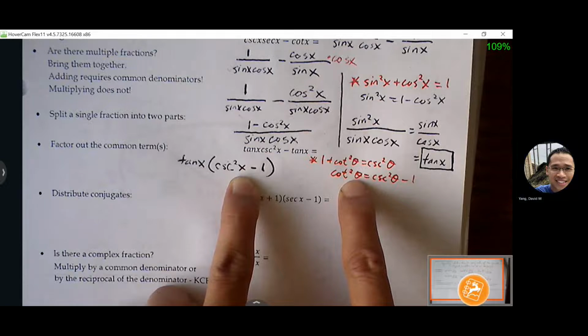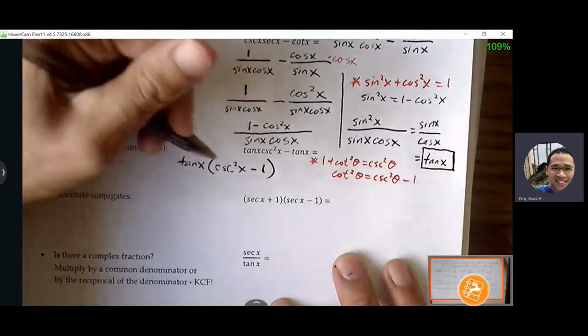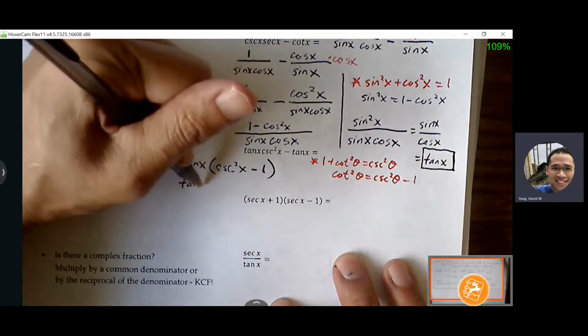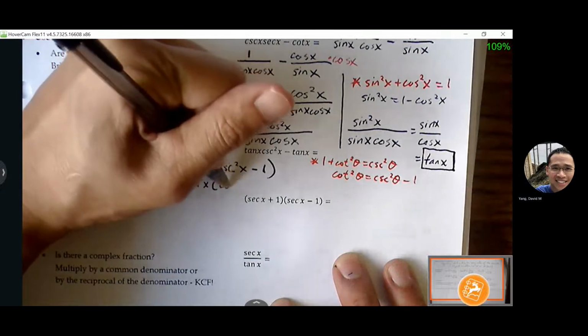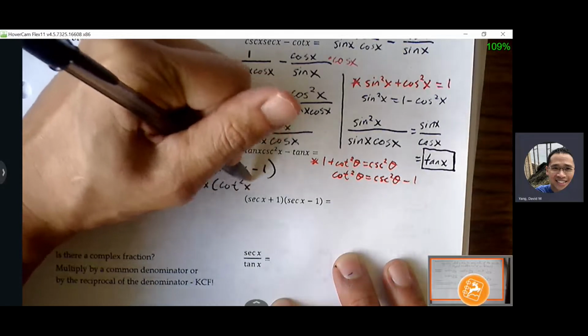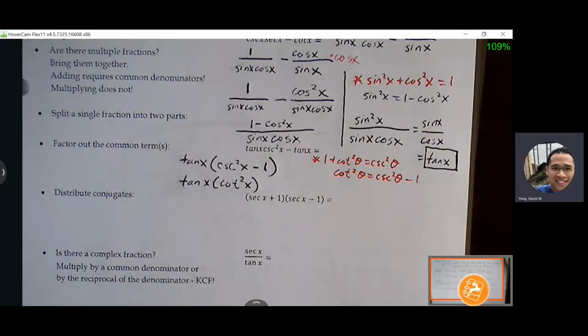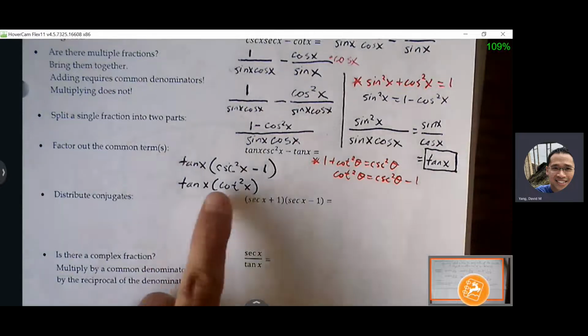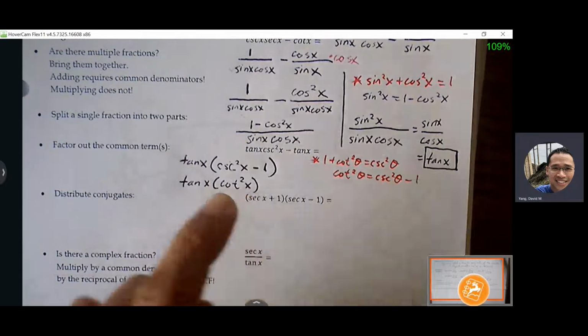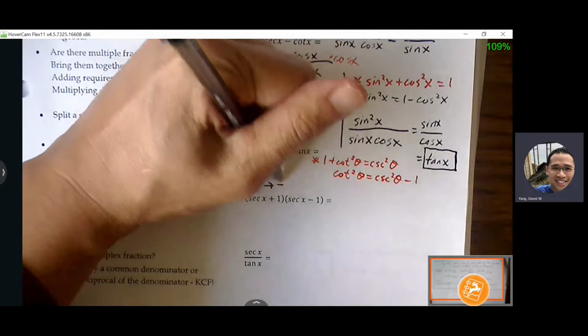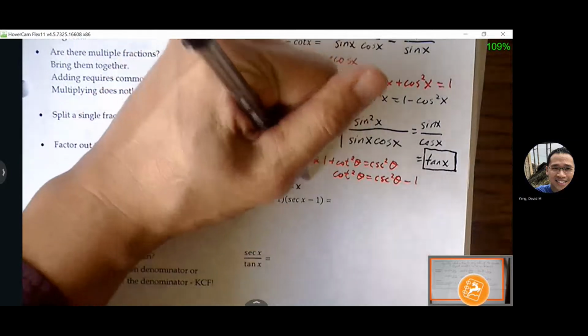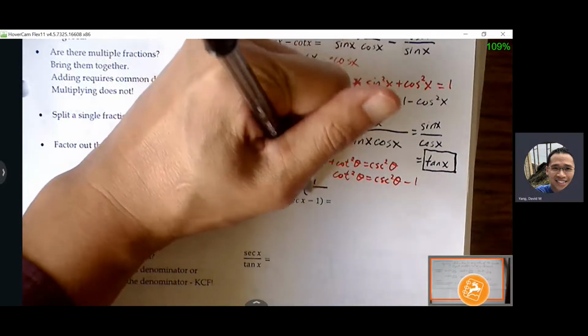Cotangent squared? Okay. All right, so tangent of x times cotangent squared of x. Okay, this is easier to work with, right? Because we know there's a relationship between tangent and cotangent. Cotangent, I can rewrite it as 1 over tangent.